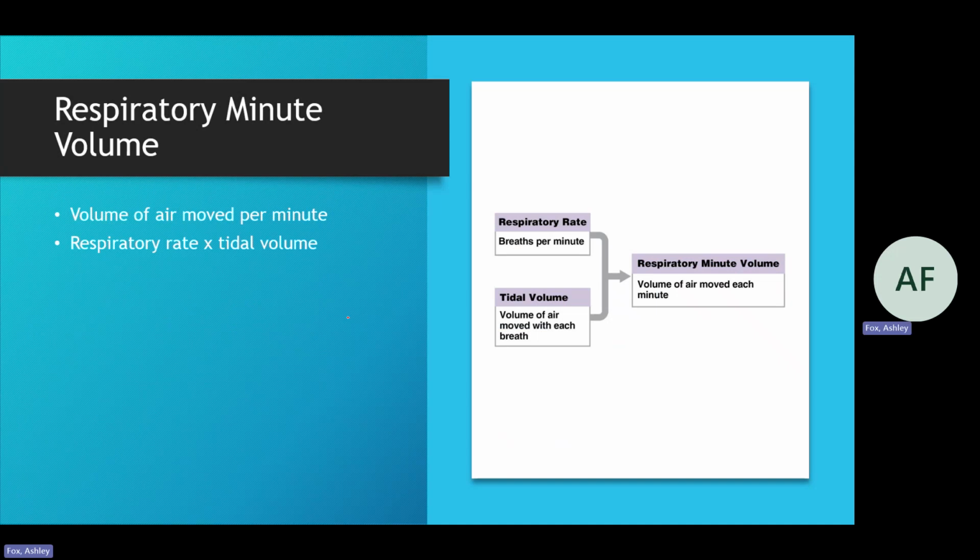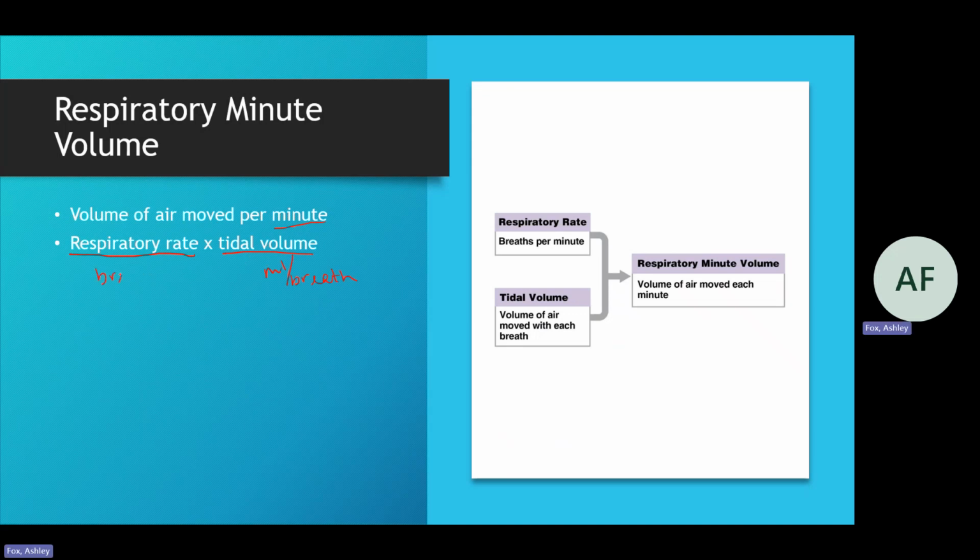We also look at respiratory minute volume. So that is the volume of air moved per minute. So this is how much air is going to move in and out of your lungs in a unit of time, meaning a minute. So we multiply your respiratory rate by your tidal volume. So the tidal volume, remember, is the mils per breath that are moving in and out of your lungs. So the amount of air that's going in and out.